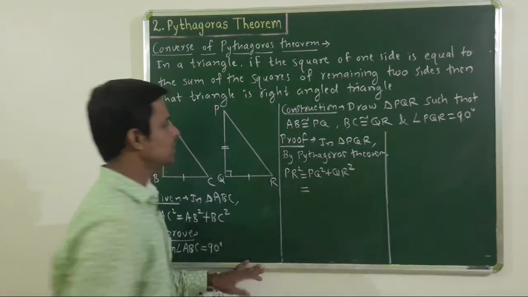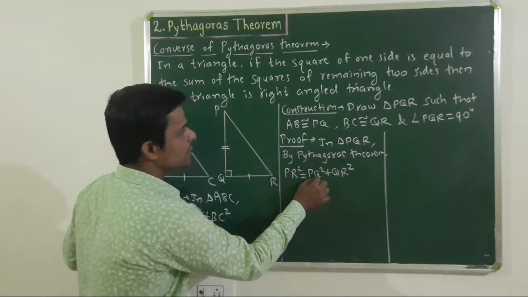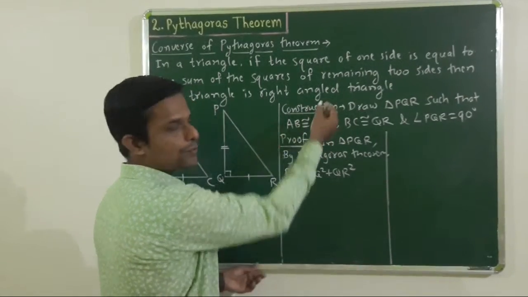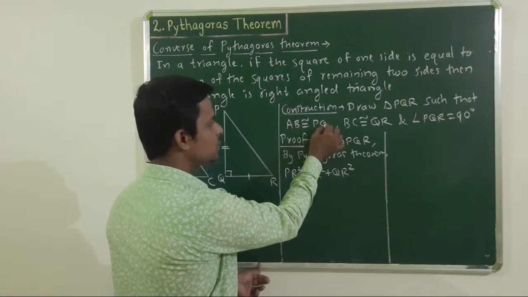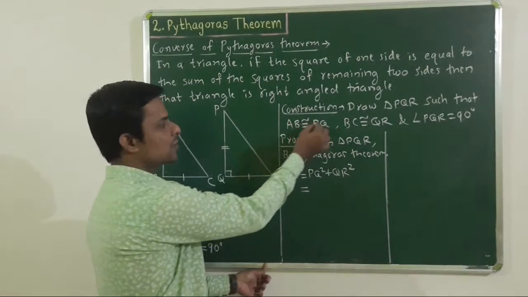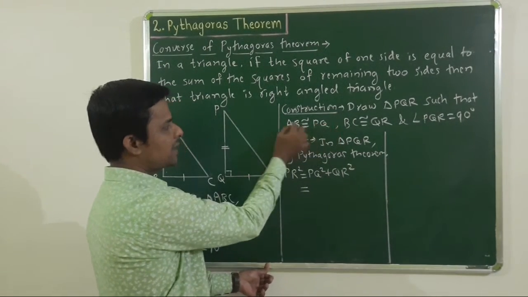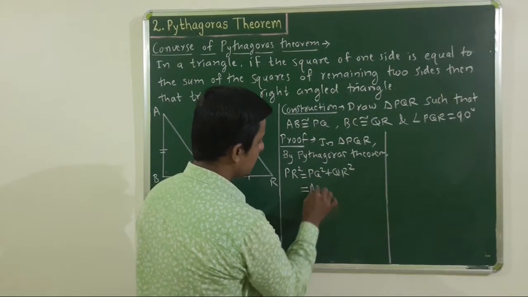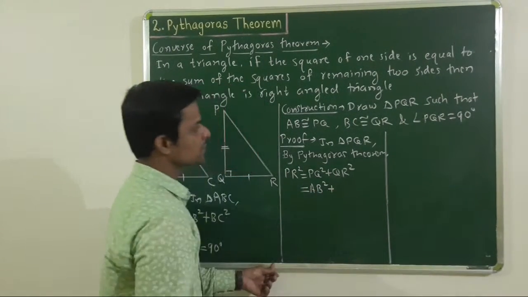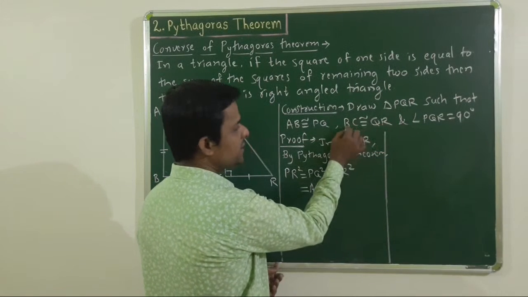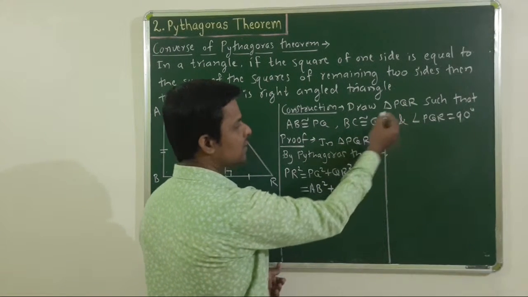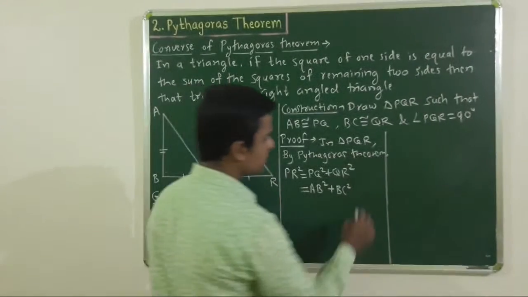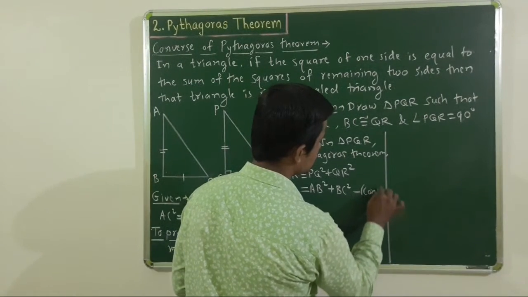Now observe PQ square. PQ is congruent to AB according to our construction. Therefore, I can write PQ square as AB square, replacing PQ square by AB square. And QR is congruent to BC, therefore replacing QR square by BC square. Reason: construction.